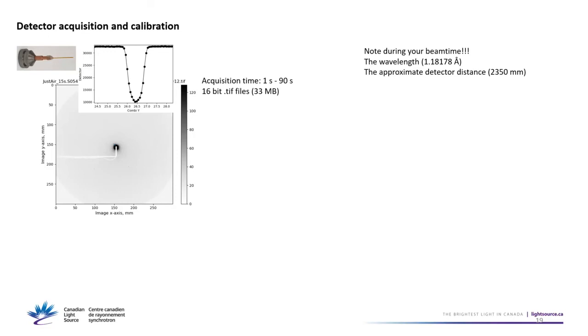That image might take a second or half a second, or maybe the most I've seen so far is 90 seconds at the low energy beamline. And that's your raw data. That's your raw SAXS pattern.